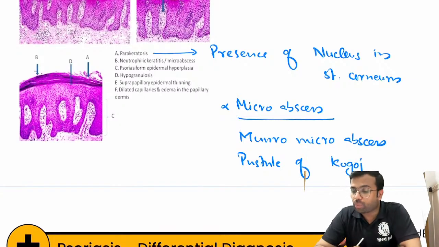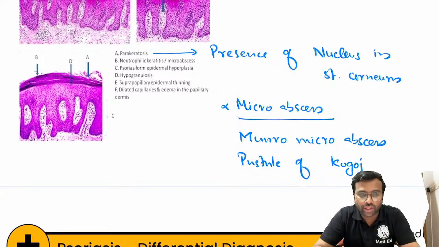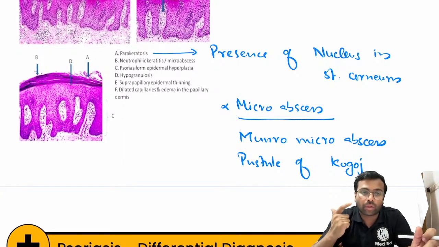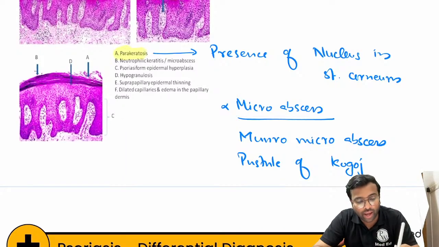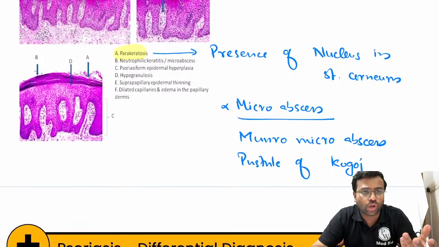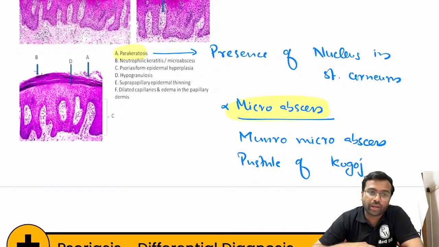These are the 2 microabscesses which you can see in the histopathology of a patient of psoriasis, that is Munro microabscess and pustule of Kogoj, whereas we can also see the presence of nucleus in the stratum corneum. What is it called? This is called parakeratosis. Along with that, you can see multiple other findings also, like suprapapillary thinning. But at least do mention microabscess. This is going to be a very, very important finding.